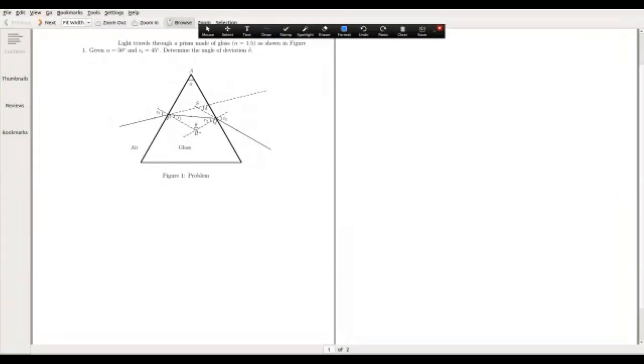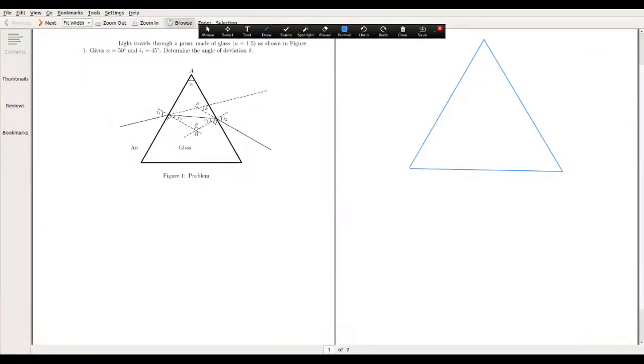We use the laws of refraction to deduce the angle of deviation delta in a prism. So this diagram shows a prism. Let me try to draw a bigger version here. So that's a prism that we are interested in. That's it. The angle that the prism makes is given to be 50 degrees.